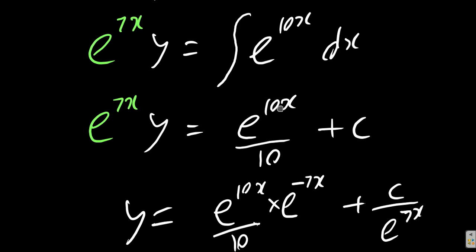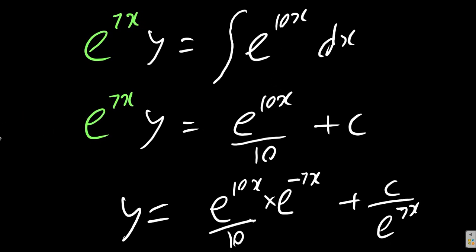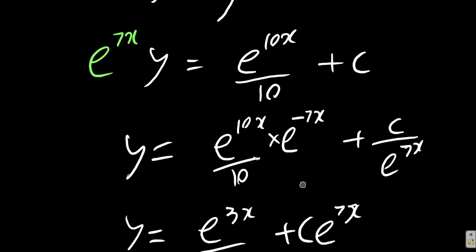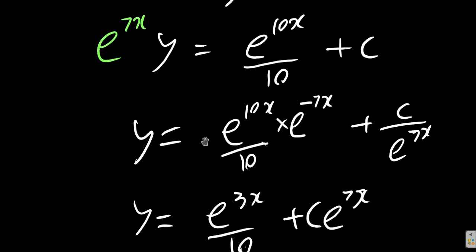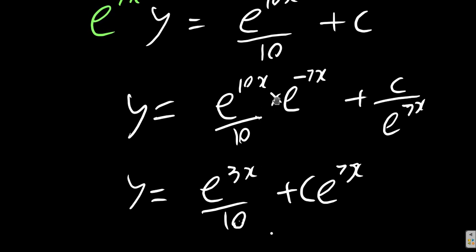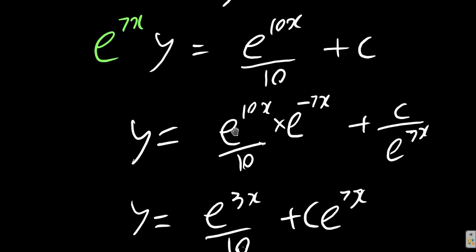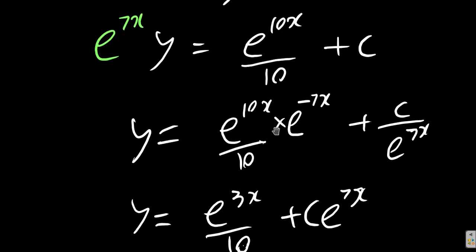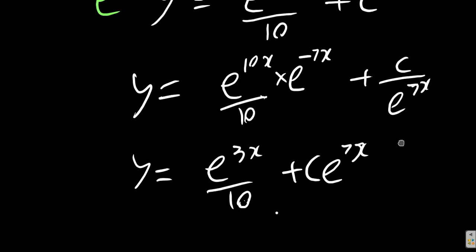Remember, if you use integration by substitution, you'd get this, all right? So divide both sides by e to the 7x. What we have then is y is equal to e to the 10x divided by 10 times e to the negative 7x plus c divided by e to the 7x.